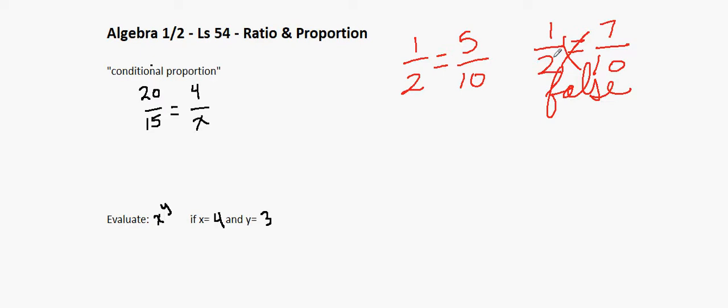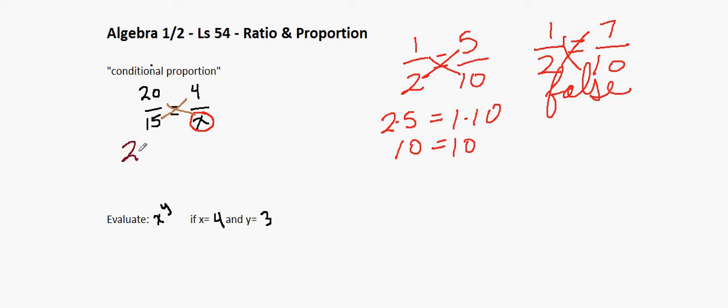We can find it helpful to note that cross products, which means finding the product across, of a true proportion are also equal. 2 times 5 is equal to 1 times 10. That those cross products are equal is a very important principle of proportions, and we're going to use it to solve conditional proportions, meaning when you have a proportion where one of the quantities is unknown. To solve, we must cross multiply to find cross products.